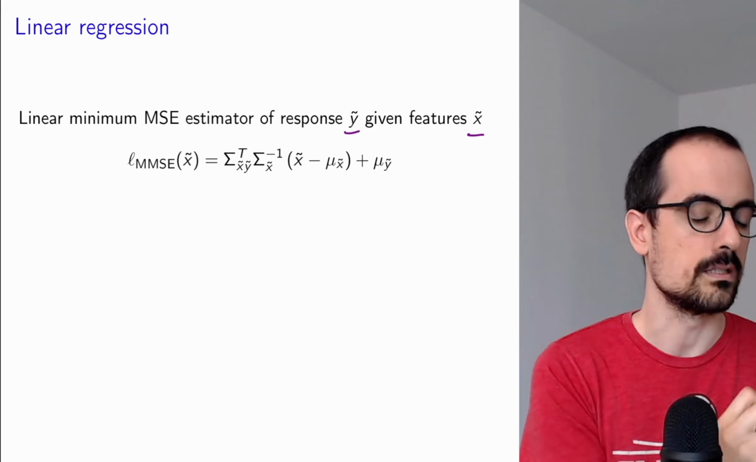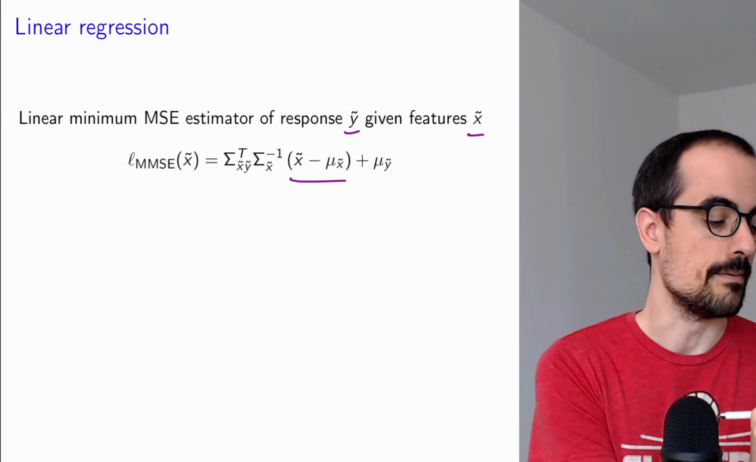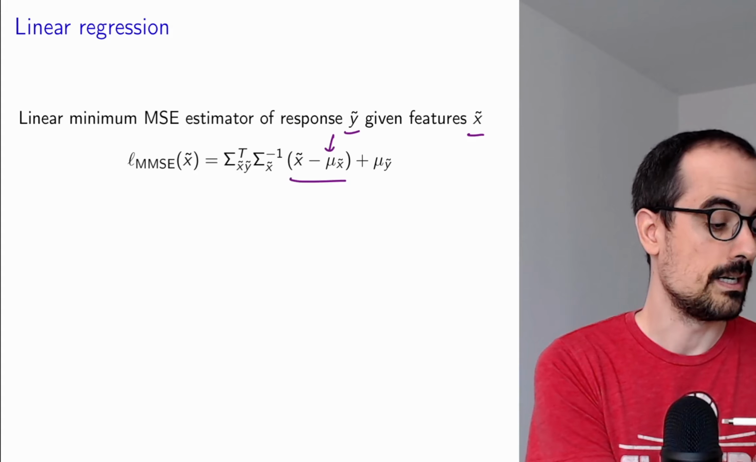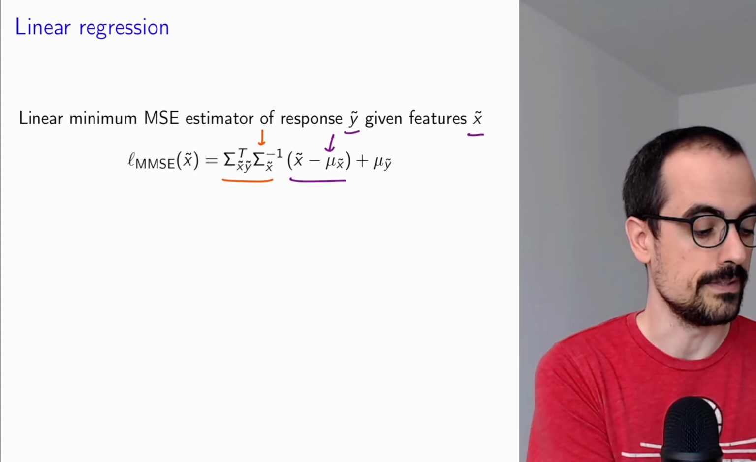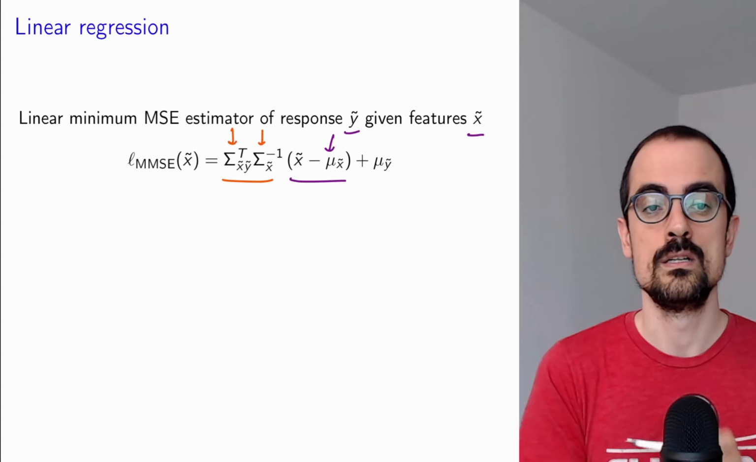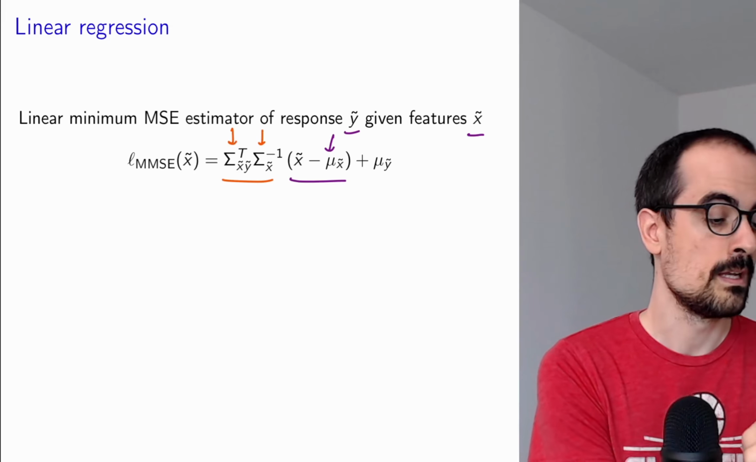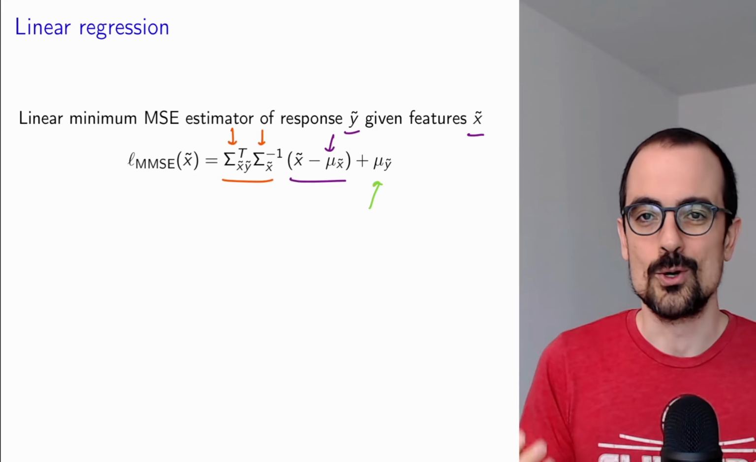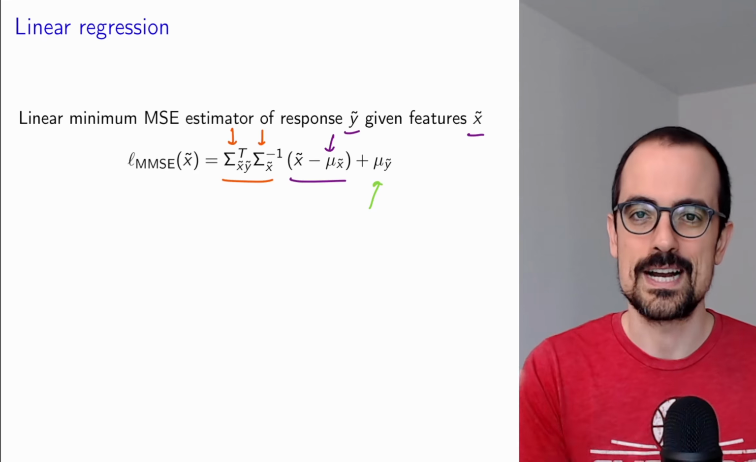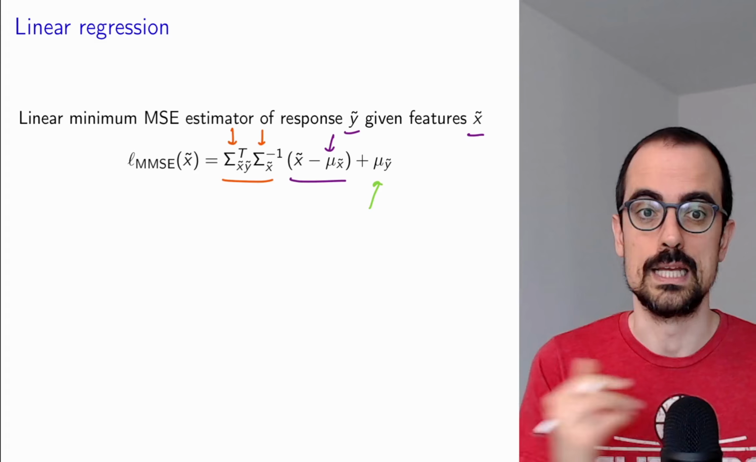First, we center the features using their mean. Then we apply linear coefficients that depend on the covariance matrix of the features and the cross covariance between the features and the response. And then we add back the mean of the response. Of course, in practice, we don't fit models to random variables, we fit models to real data.